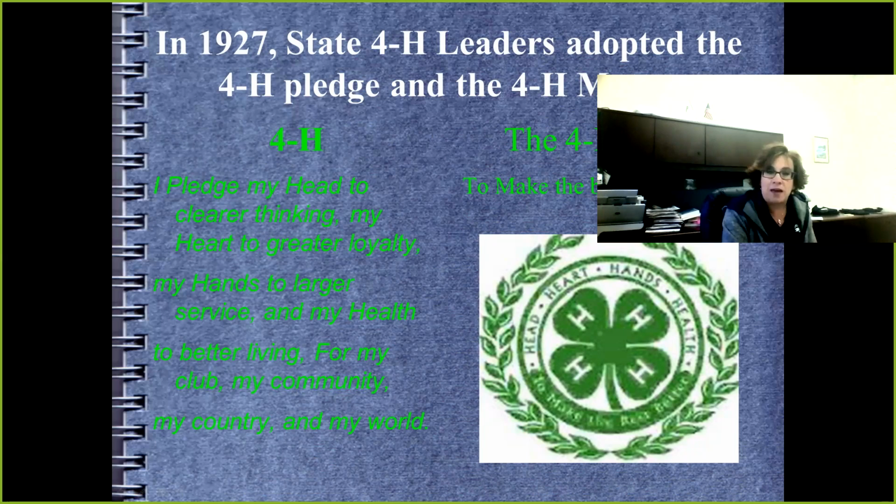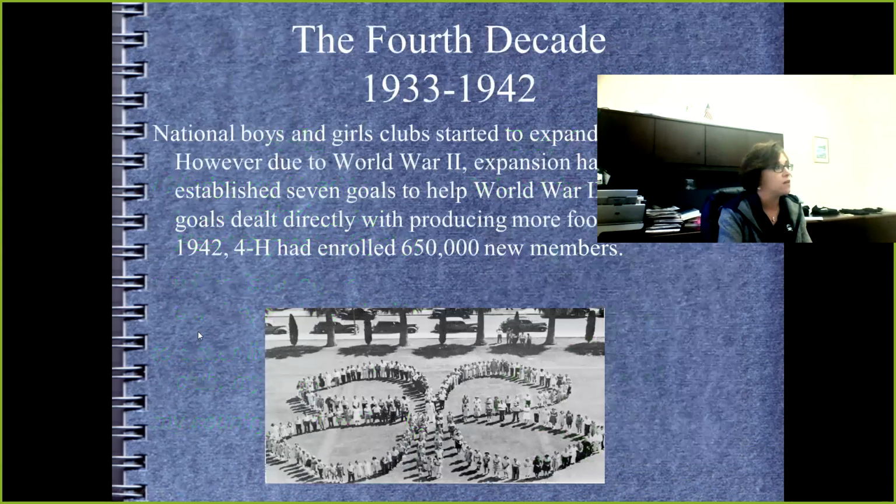So you think about that, that's a rich, rich history that we have of that motto and that pledge. And so I think it's really important to tell our young people and our volunteers, we have been saying this since 1927. People across the country, millions and millions of young people have been saying this since 1927. What a great thing to have. What a rich history to have.